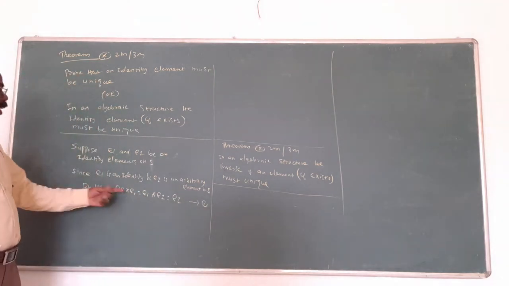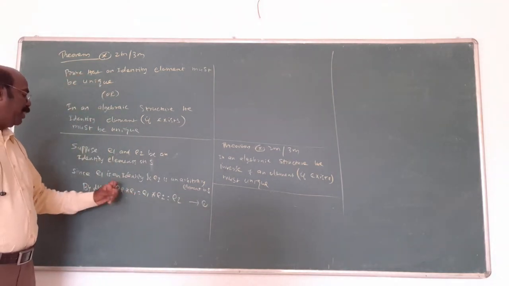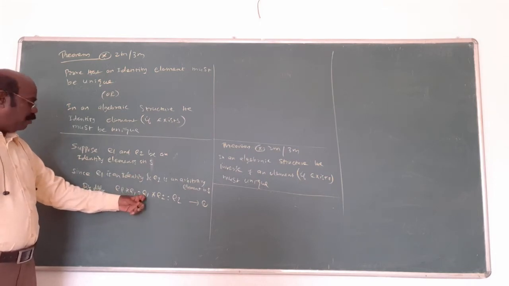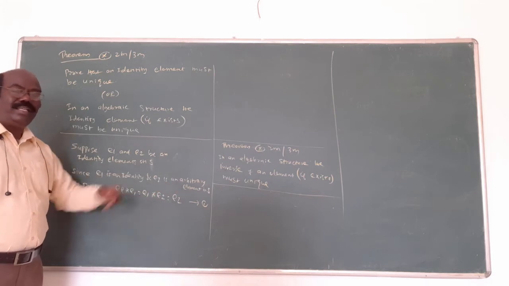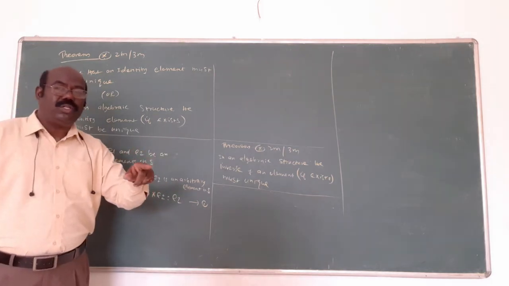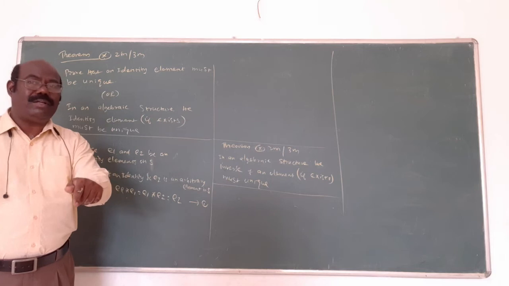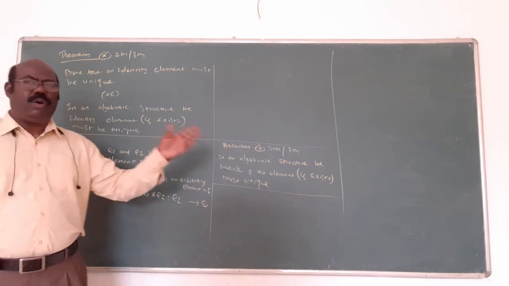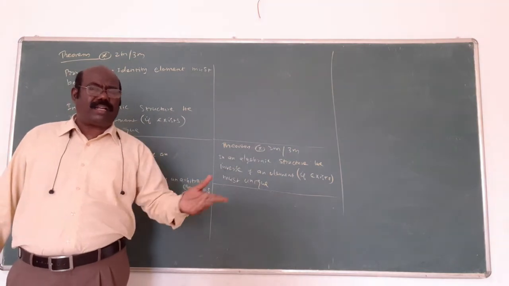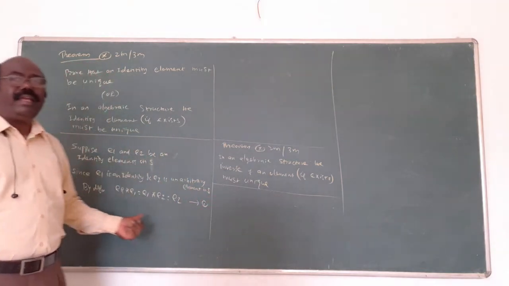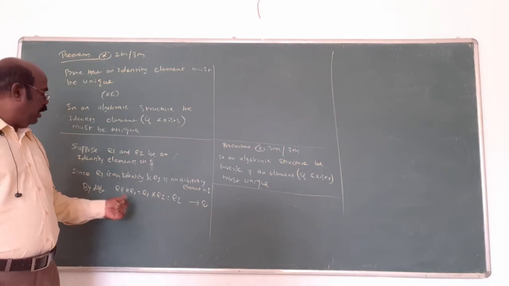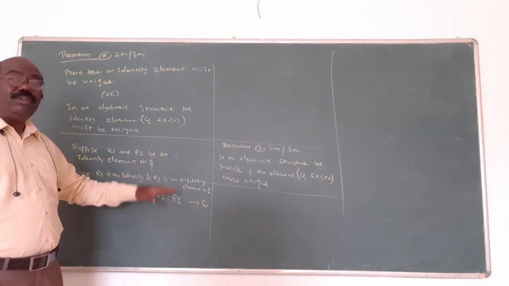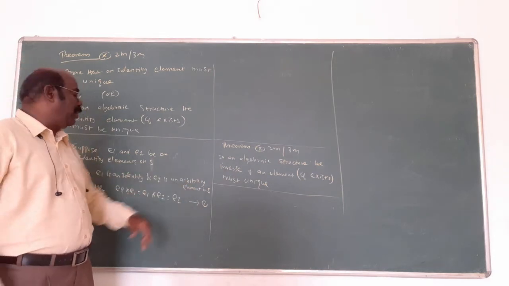This E1 is an element. If you operate E1 with any element, or the reverse, what comes out? Only 2 will come, because E1 is an element. In this way, E1 into E2, or E2 into E1, we will get only E2, because E1 is an element.